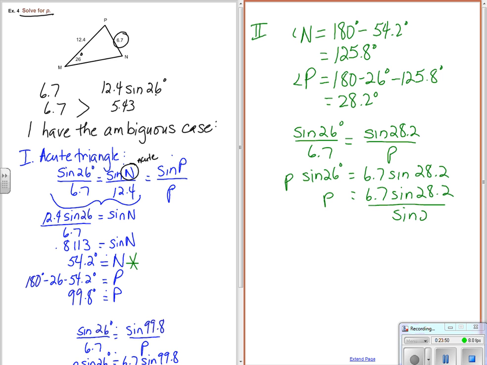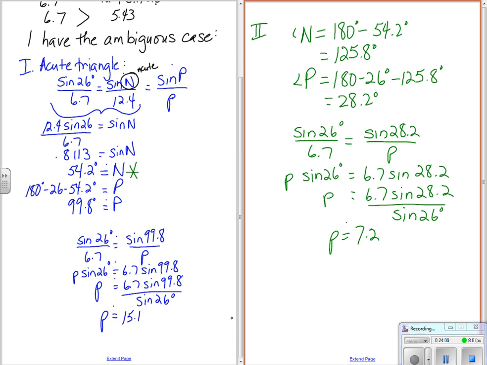In this particular case then, p is 6.7 times 7.2. So the two possible solutions for p are 15.1 or 7.2.